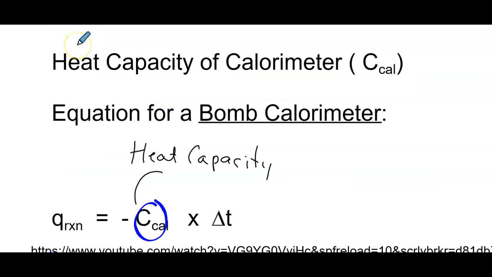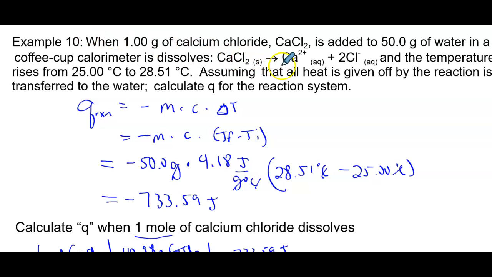Okay, so now we're going to look at something called heat capacity. When we were doing this problem, we looked at specific heat. We were given a specific heat for water. We used the specific heat of water. A clue here is that you see the words coffee cup calorimeter. So if you see the words specific heat or coffee cup calorimeter, then you know you're using this formula: Q reaction equals negative m times c times delta T.